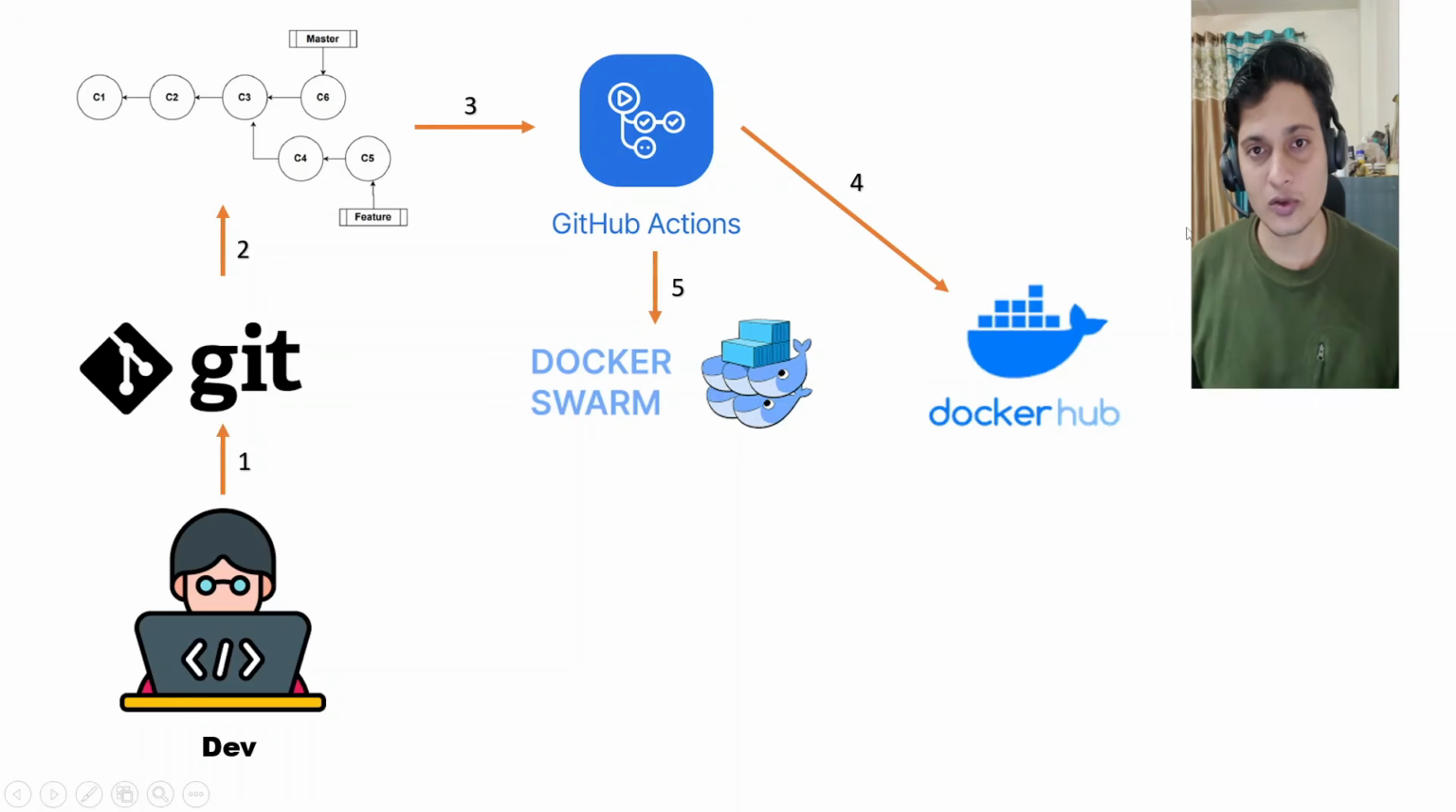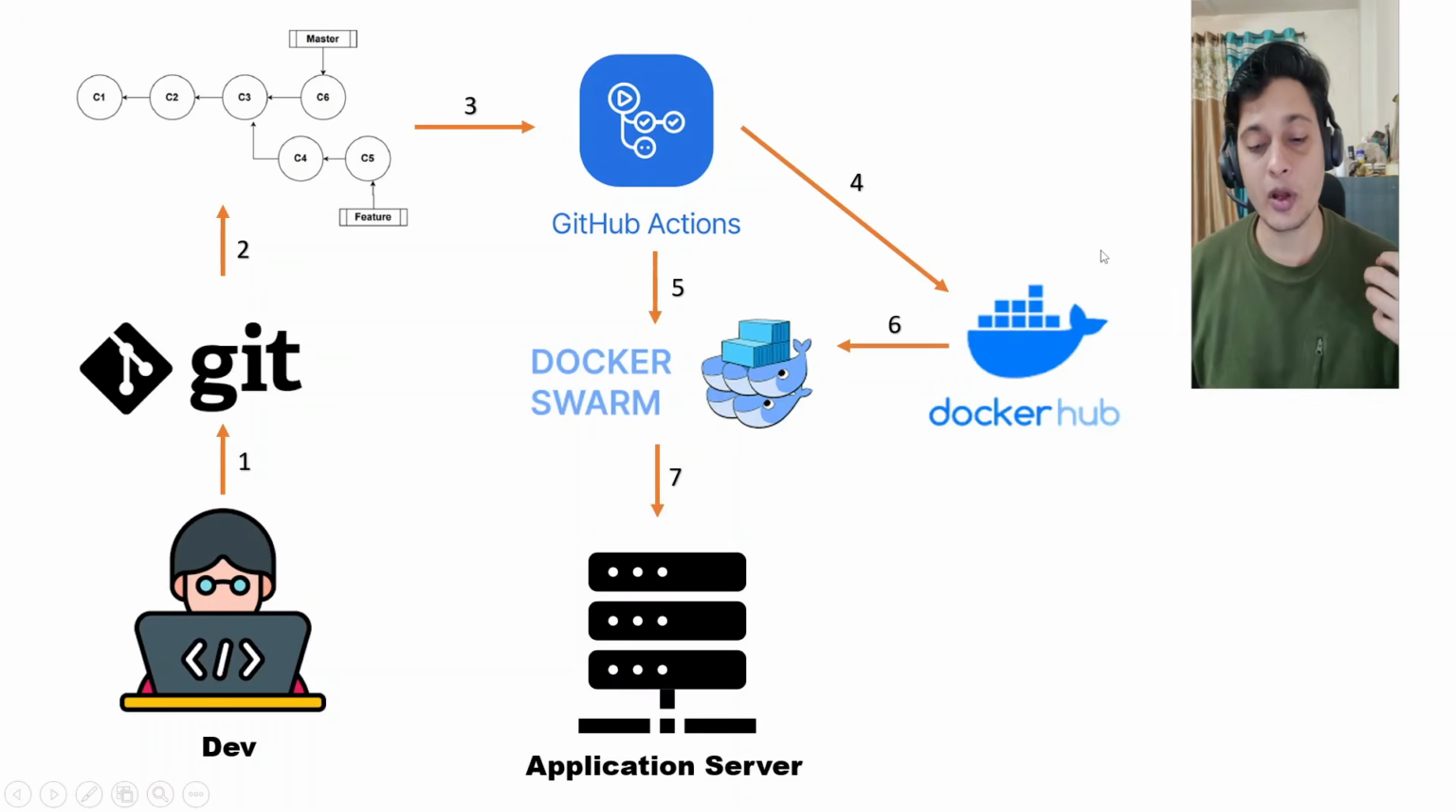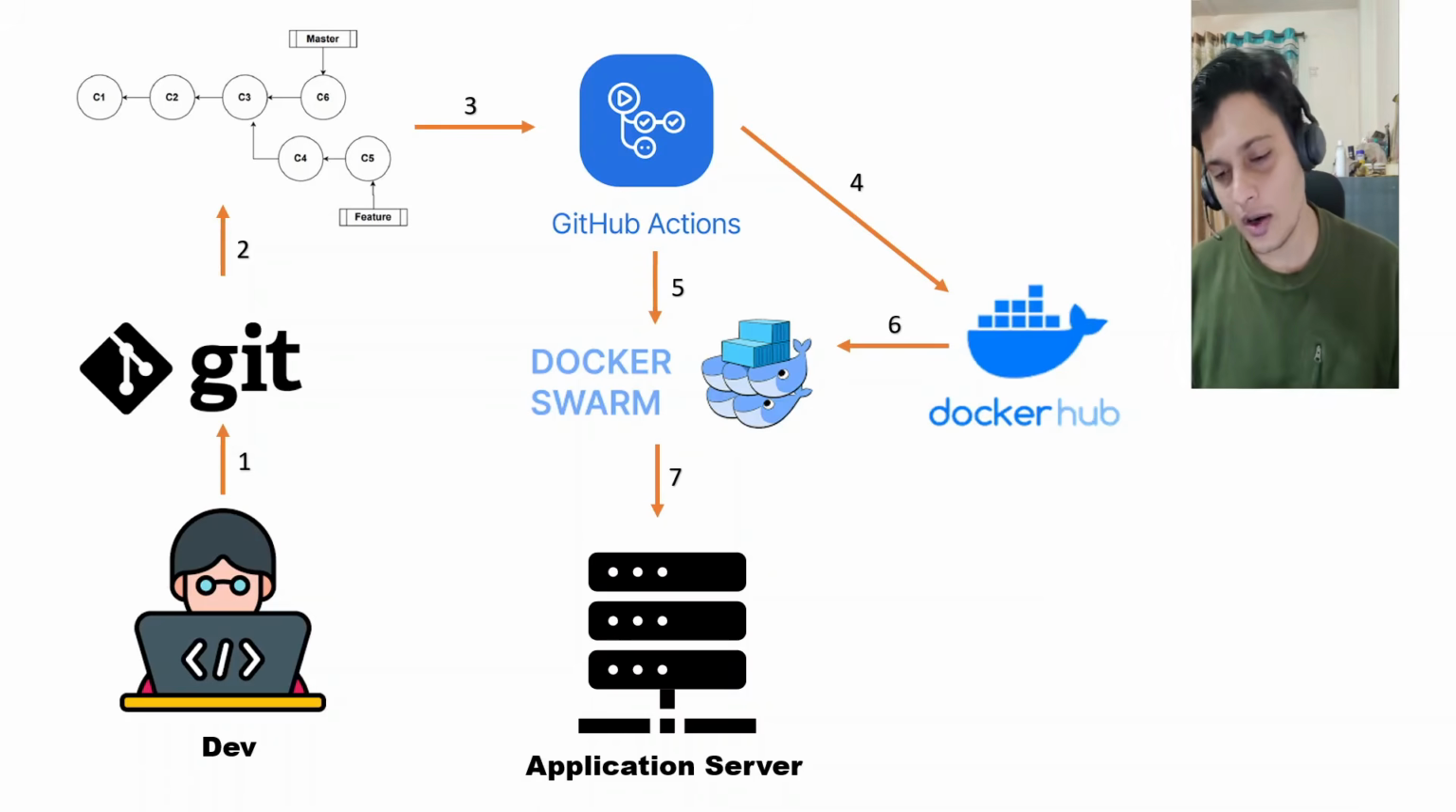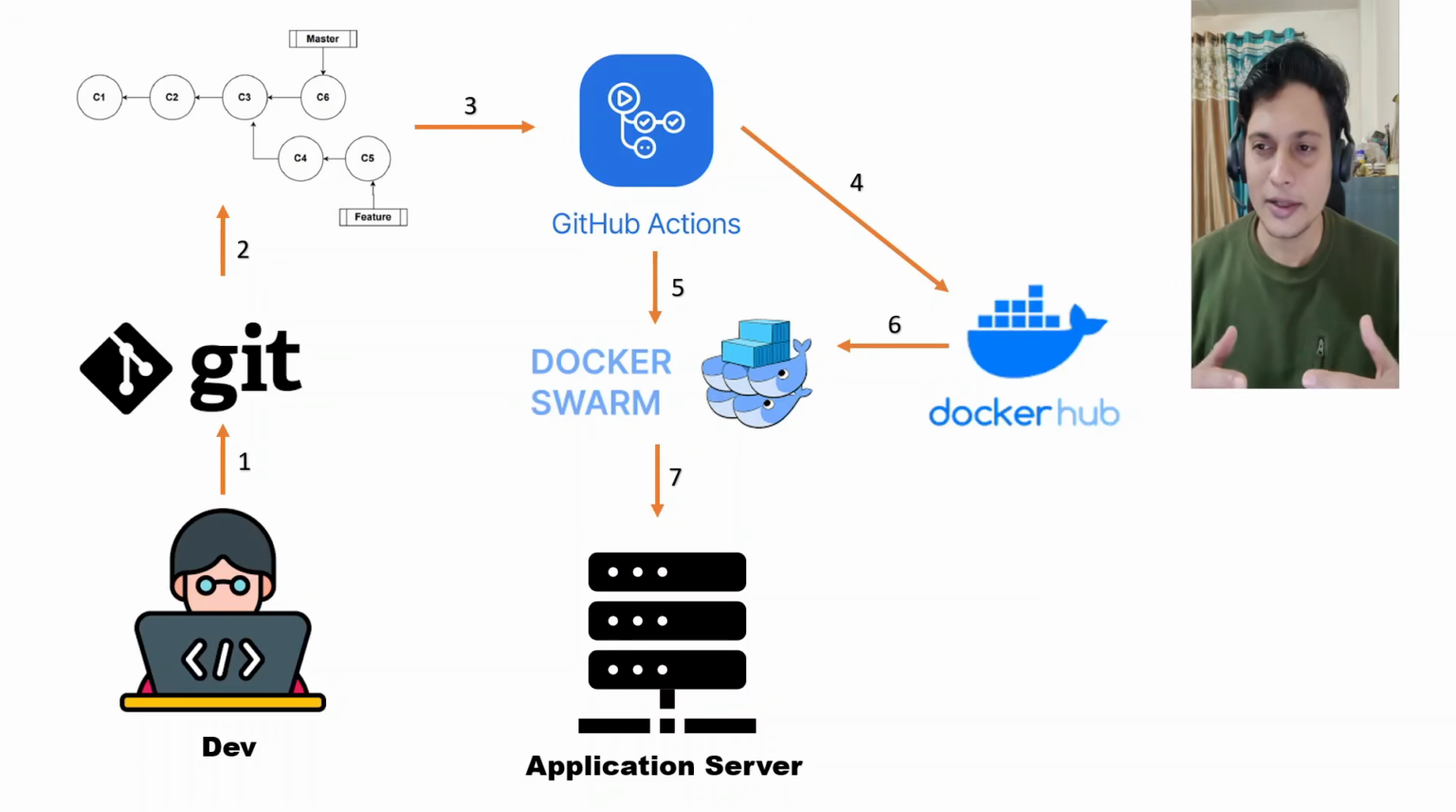Now, what this Docker Swarm will do is pull your newly created image from the Docker Hub, and it will be deployed at your application server. Again, this application server can be anything. It can be your internal server, it can be a server on the cloud, or it can be hosted by some other services. It can be anything. So this is the part which is done by the GitHub Action.